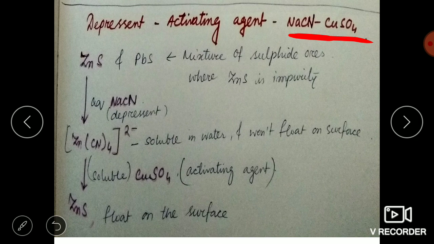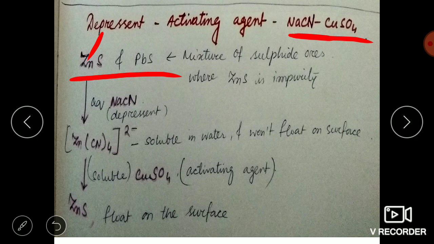Suppose you have taken a sulfide ore, and it has a mixture of zinc sulfide and lead sulfide. That means a mixture of sulfide ores. Now out of this, zinc sulfide is your impurity. The percentage of zinc sulfide is less in the mixture. Anything that is less in amount can be treated as an impurity. So suppose zinc sulfide is less and it's your impurity.